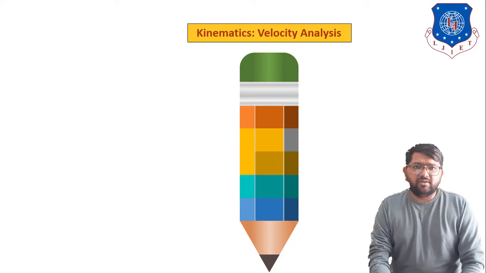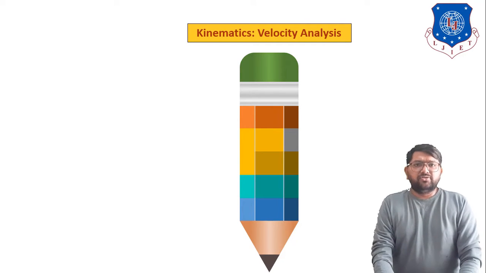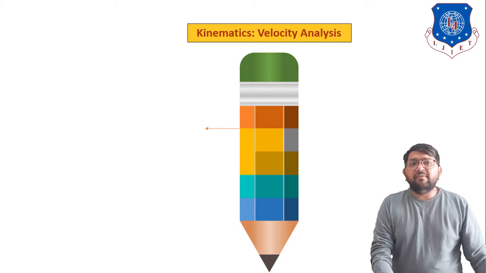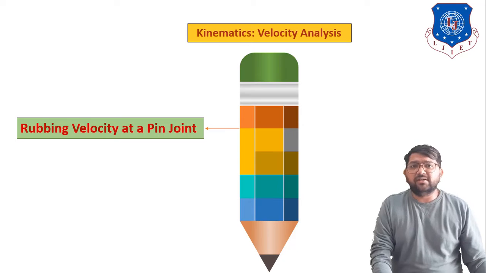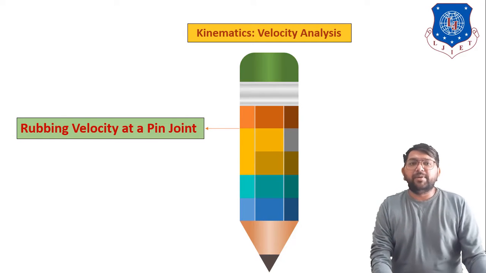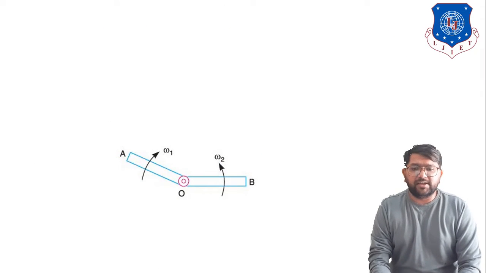So in today's session we have to discuss one chapter, that is kinematics. In kinematics there are two types, velocity analysis and acceleration analysis. In today's lecture we have to discuss velocity analysis. In velocity analysis we have to discuss one topic in this lecture, that is rubbing velocity at pin joint.